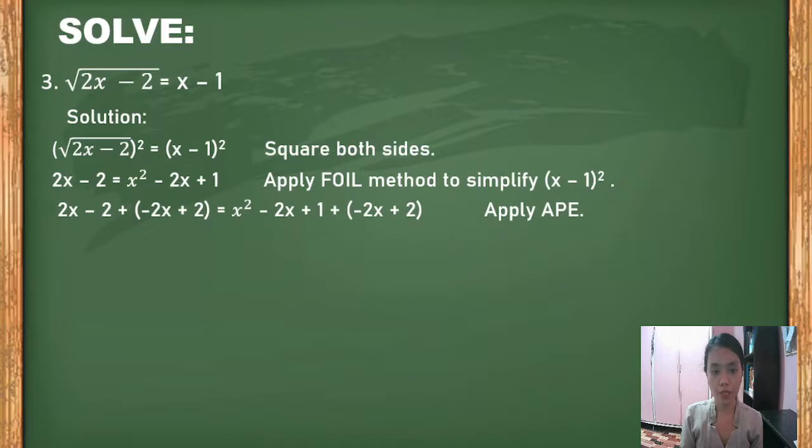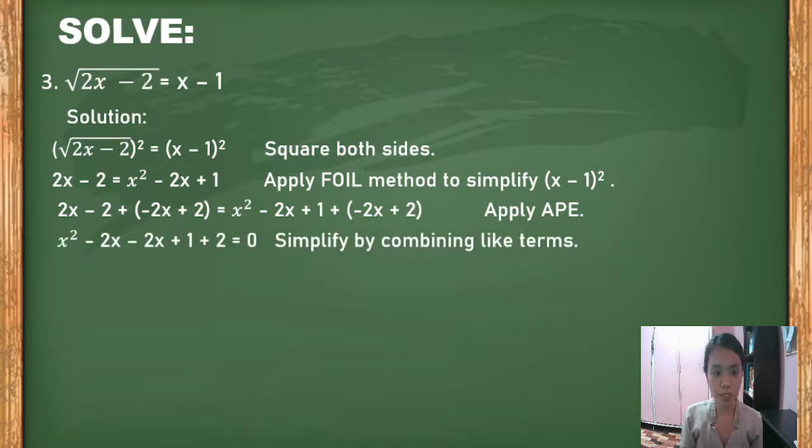So, ang gagawin natin para makita natin ang value of x, apply tayo ulit ng APE by adding both sides ng negative 2x plus 2. So, isang side magsisiro. Yung ating kaliwang side ay magsisiro na. Then, sa kanan natin ay we have x squared minus 2x minus 2x plus 1 plus 2 equals 0. So, doon sa ating right side ay simplify natin by combining like terms. When you combine the like terms, ang lalabas na po ay x squared minus 4x plus 3 equals 0.